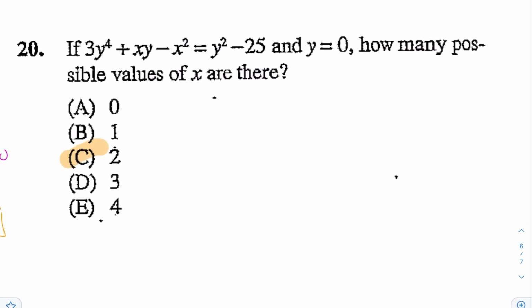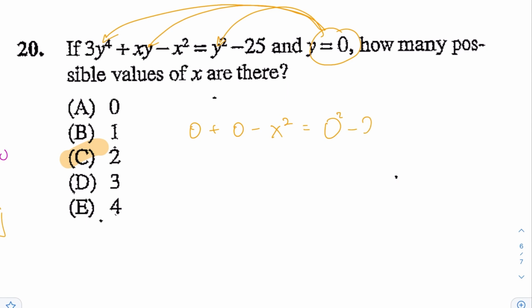Next, number 20: if 3y to the fourth plus xy minus x squared is equal to y squared minus 25, and y is equal to 0, how many possible values of x are there? So y is equal to 0, so just substitute in. That would mean that 0 plus 0 minus x squared is equal to 0 squared minus 25, or negative x squared equals negative 25. If you multiply both sides by negative 1, you get that x squared is equal to 25. And from here, you know that x is equal to positive or negative 5.